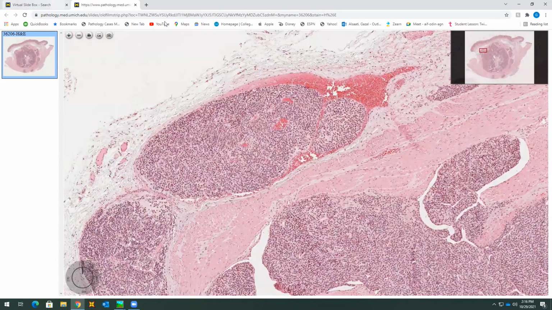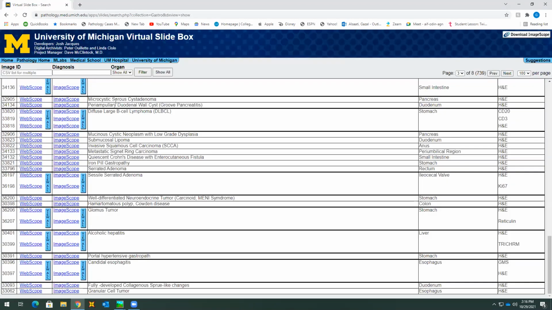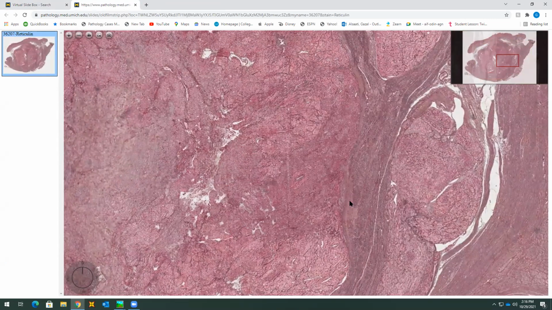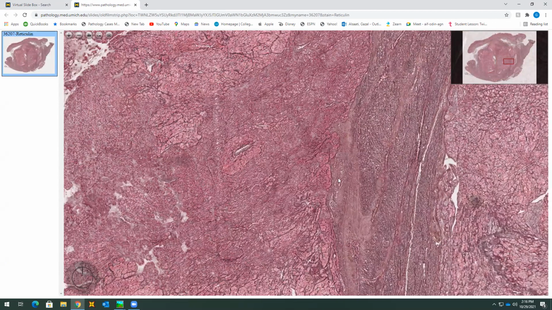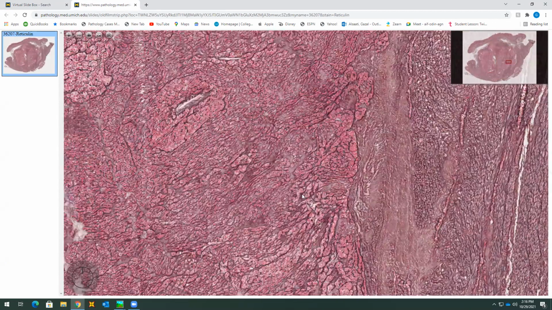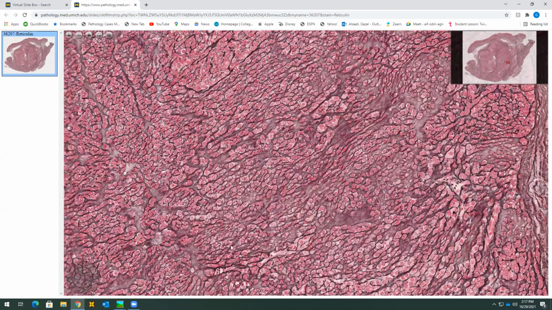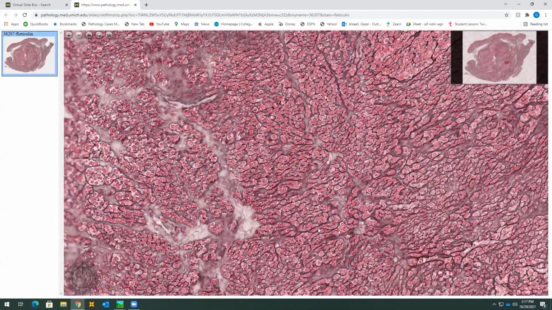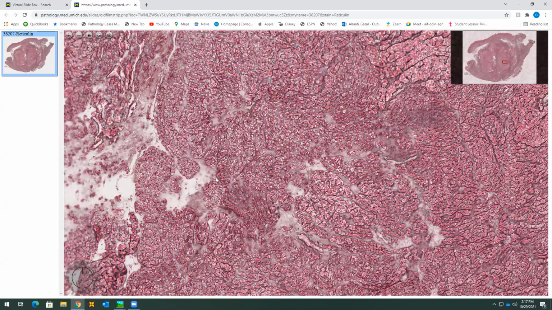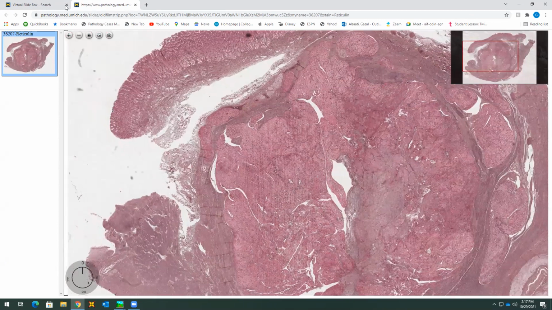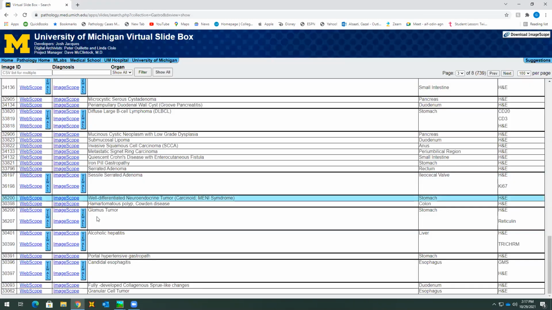This is a nice one. I haven't seen one in a long time. It's the reticulin. See how it's showing the fibrotic area with the cords all the way in between all of them. It's a nice case. Very nice case. Okay.